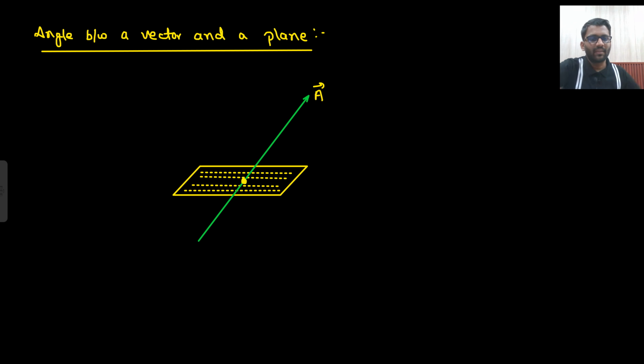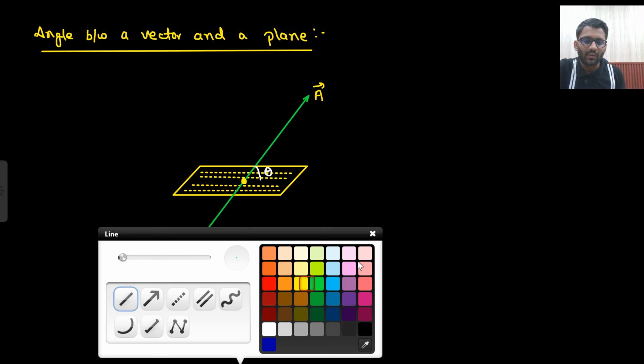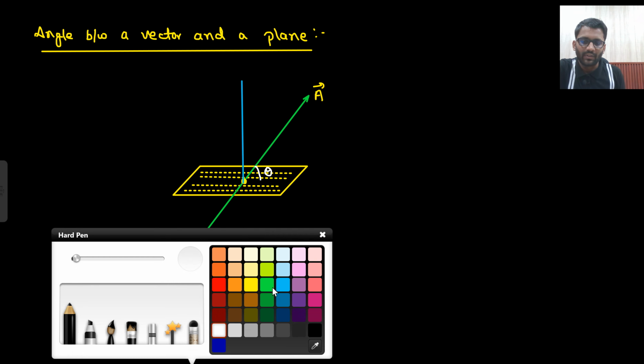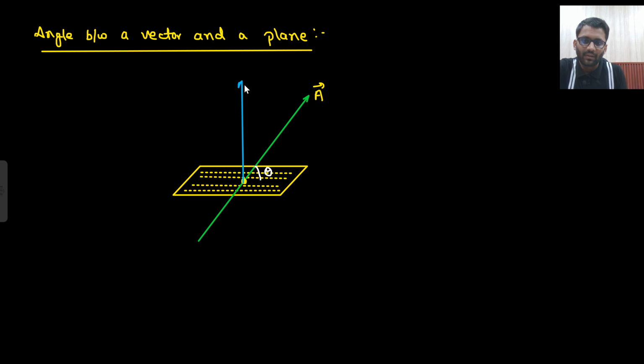So angle between a vector and a plane, I have already told. What will be the angle? Two angles could be there: this angle theta, and the other angle could be 180 minus theta. What you need to do is calculate the unit perpendicular vector, and then find the angle between them.